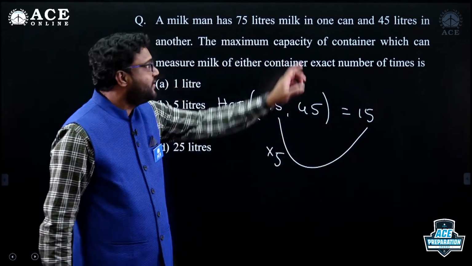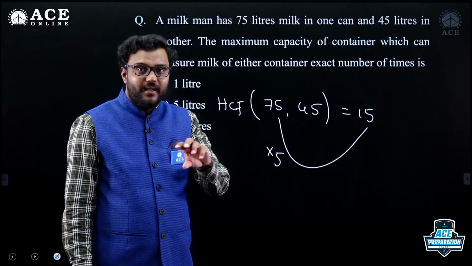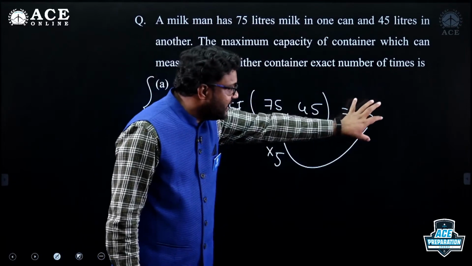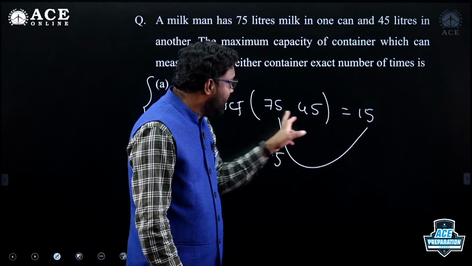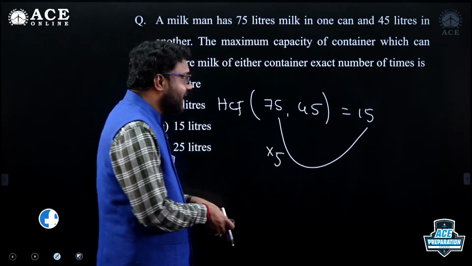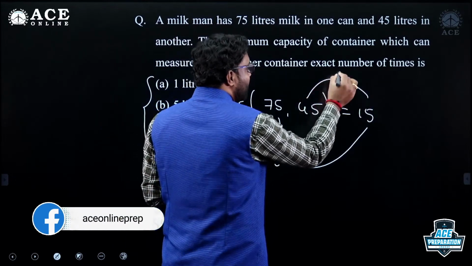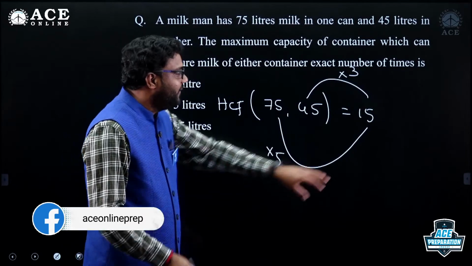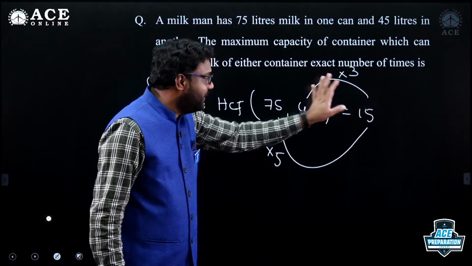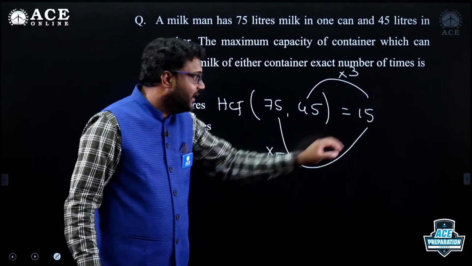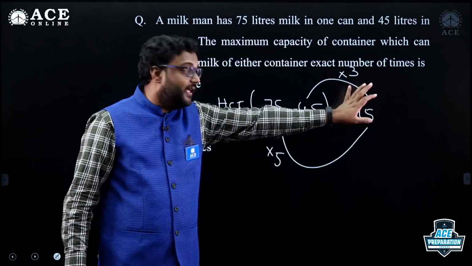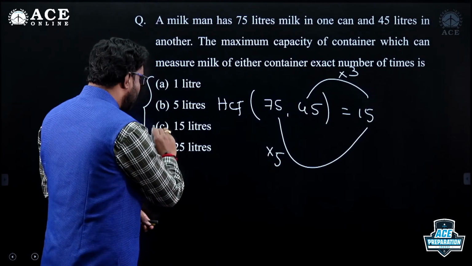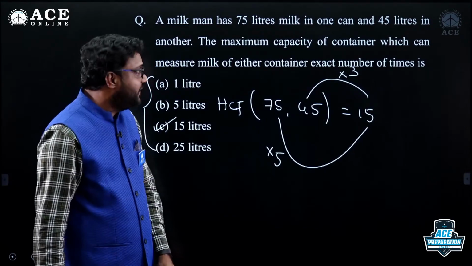So fine. See, these two cans should be measured by the container exactly. Now I can use this 15 liters container. Using it 5 times I can measure 75 exactly, and using it 3 times I can measure 45. That's the meaning. So we can use that 15 liters container 3 times, I can measure this 45 liters exactly. I can use this 15 liters container 5 times, I can measure this 75 exactly. So that's what, my dear friends, 15 is the answer, not 25, 15.